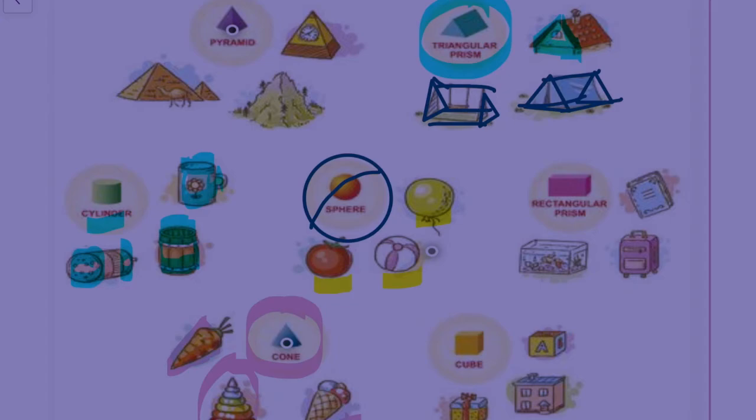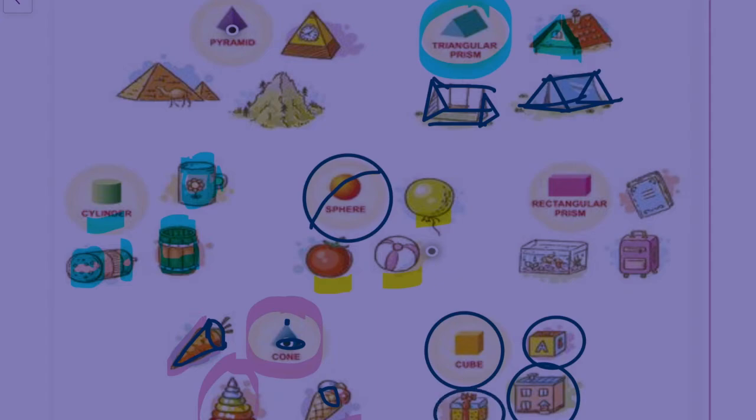Basically, the property of a cone is that it has one vertex and a base. Same thing, an ice cream cone has a vertex and a base. A carrot you can also consider as a base and a vertex. The last one is the cube, which is simply like a box or a house, with all equal length, width, and height, and a gift box could be a good example of a cube. So let's go to some of the star question problems.